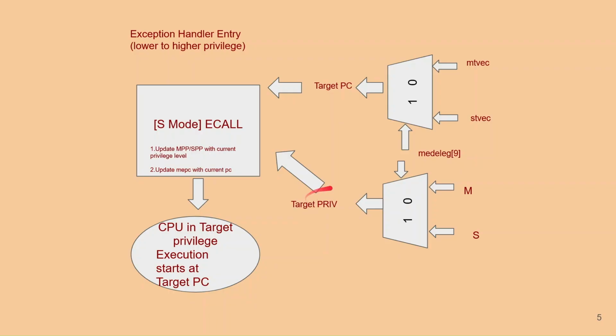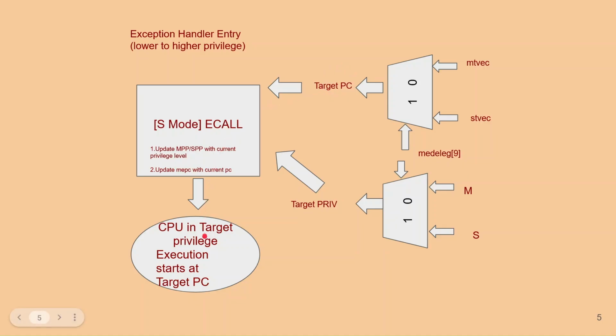Once the target privilege level has been determined, the processor then selects the appropriate trap vector register, MTVEC for M mode, STVEC for S mode, and updates the target PC. The target PC is the address where the trap handler will begin executing. It is the first instruction of the handler.